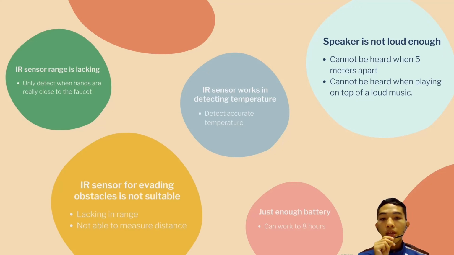Next, the robot has just enough battery to work for 8 hours. And last, the speaker of the robot is not loud enough. When we are 5 meters apart from the robot, we notice that we cannot hear the speaker. And when we play loud music on top of the robot, we rarely hear the speaker.